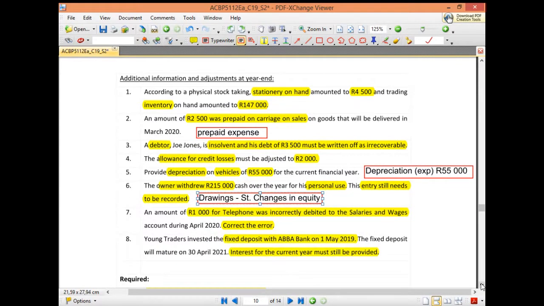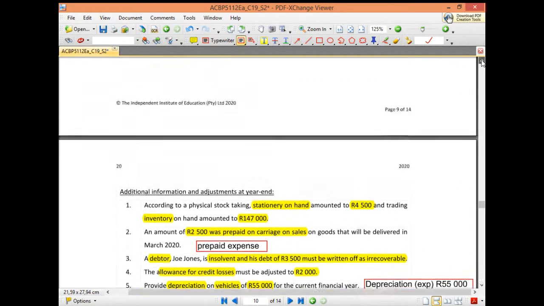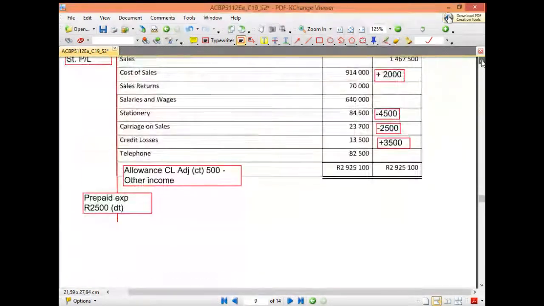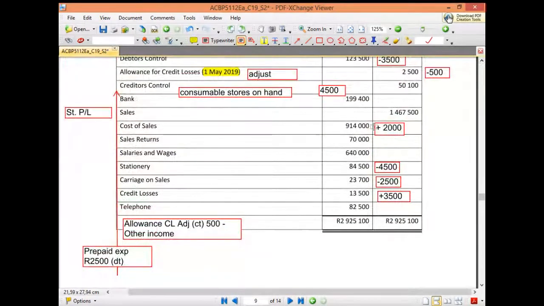Number 7, they tell you an amount of 1,000 Rand for telephone was incorrectly debited to salaries and wages. And we still need to correct the error. Okay, so what does that mean? Our salaries and wages here at the top needs to be reduced by 1,000 Rand because we made an error. And our telephone, on the other hand, needs to be increased with 1,000 Rand to correct the error.